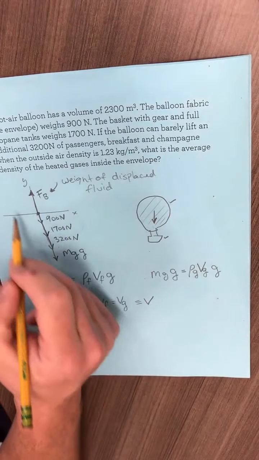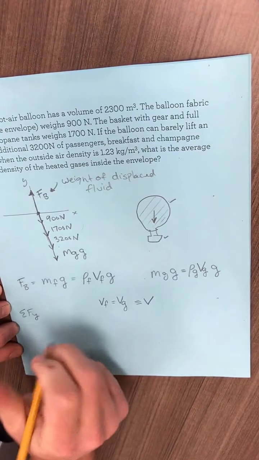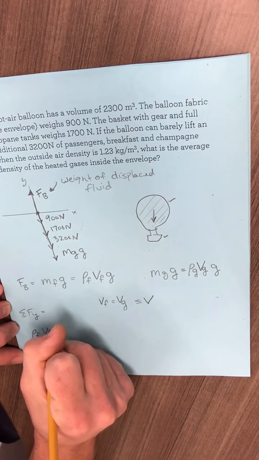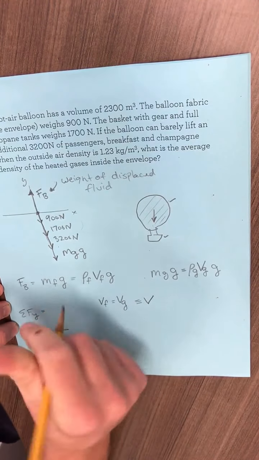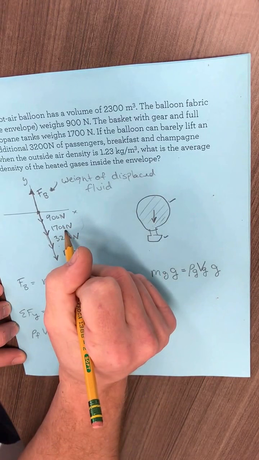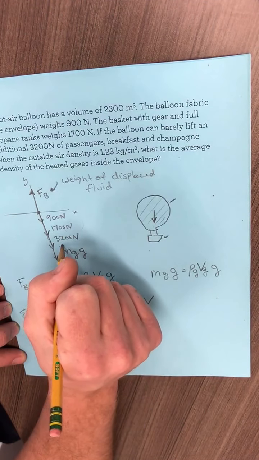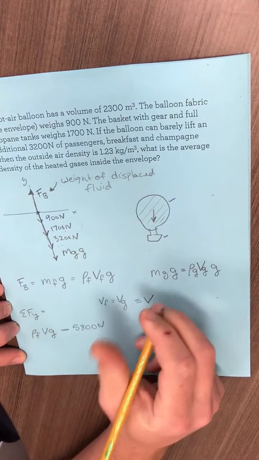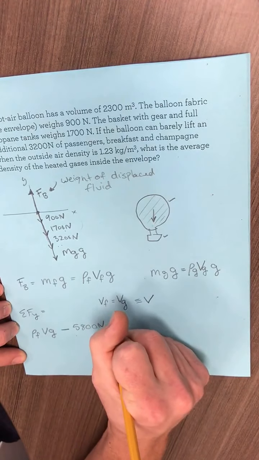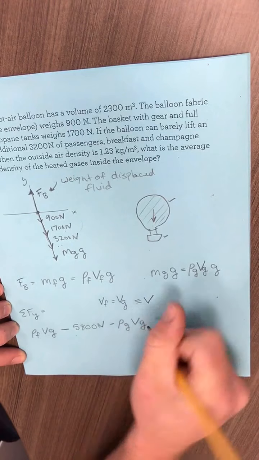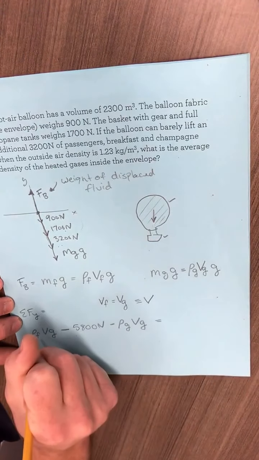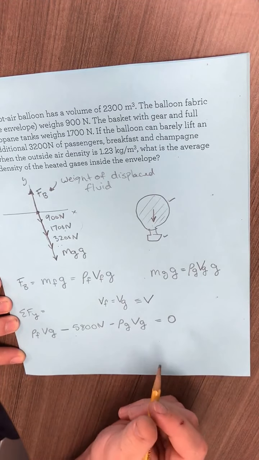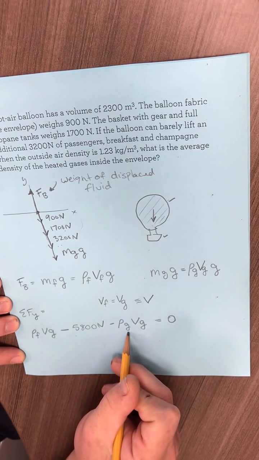And now we're in a position to write down the sum of our forces in the y direction. The up force is just going to be the buoyancy force, which is the density of the fluid times the volume times g. Okay, we're going to have minus, let's add all of these together. We have 900 plus 1,700, which is 2,600, plus 3,200, which is a total of 5,800 newtons. So minus 5,800 newtons. Then we have minus the mass of the gas inside of the balloon times g, which is minus the density of the gas times the volume times g. And we want to know when these forces sum to zero, meaning they completely balance one another. That's the critical point.